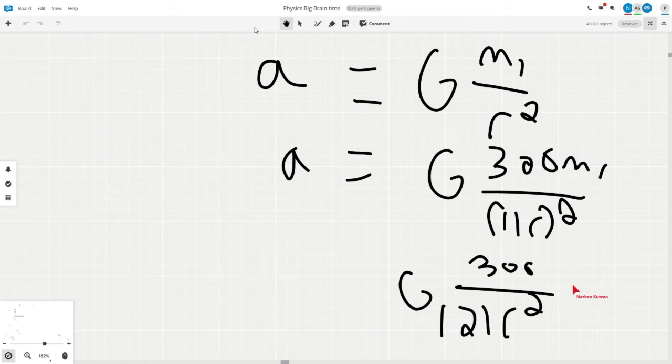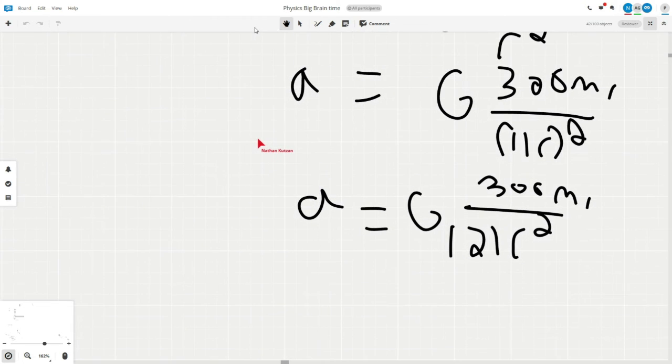300 M1 over 121 R squared is equal to A. 11 squared is 121, so you just do 300 over 121. Is that what you did? Yeah, that's 2.479. So when we simplify this, in order for both sides to be equal, we bring that over to the A side. And like you just said, that means that A is 2.479 times A. Minus the rounding, that makes both sides of the equation equal.